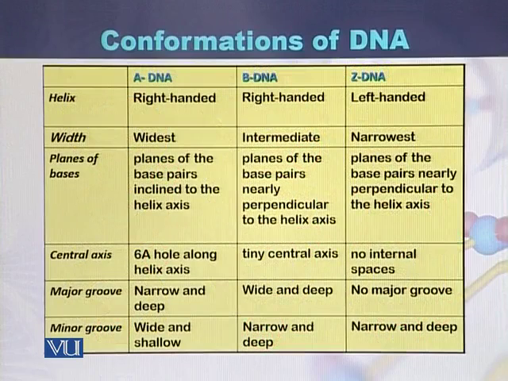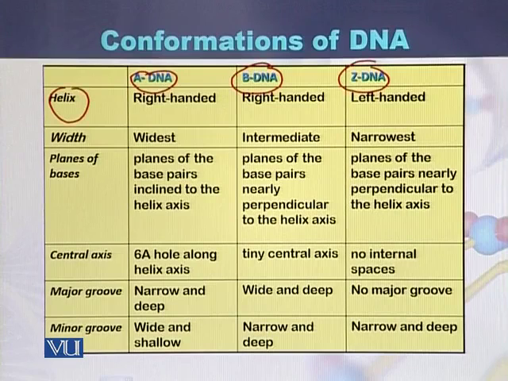The comparison between the three types of DNA based on the conformations of DNA: A DNA type, B DNA type, and Z DNA type. The difference in the helix is that it is right-handed in the case of A type, right-handed in the case of B type, while left-handed in the case of Z type.